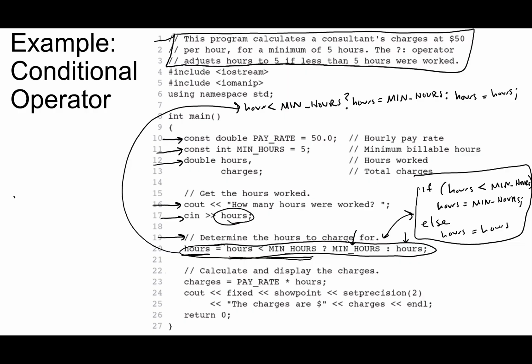Okay, so then down here, we just finished the program, so we're going to calculate and display the charges. So charges is equal to the pay rate multiplied by the hours, which we determine the hours from this conditional operator, depending on how many hours were entered. And then we're just going to see out the charges are, and then we display the charges.